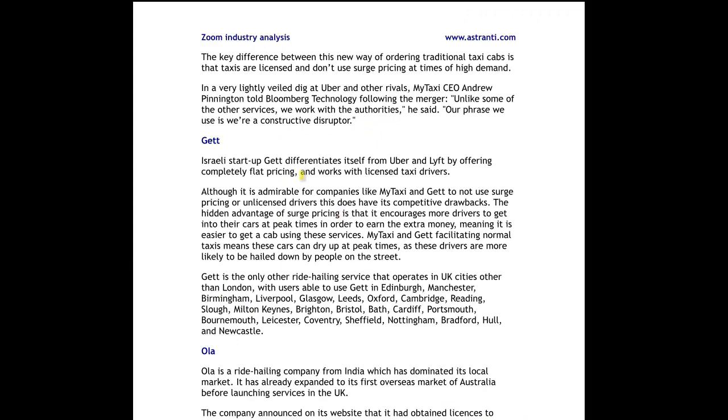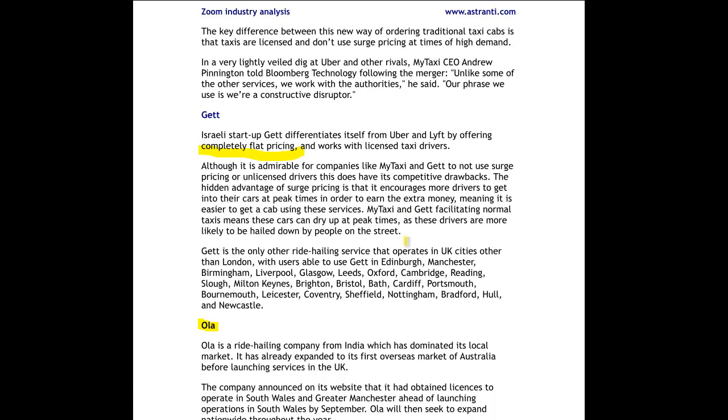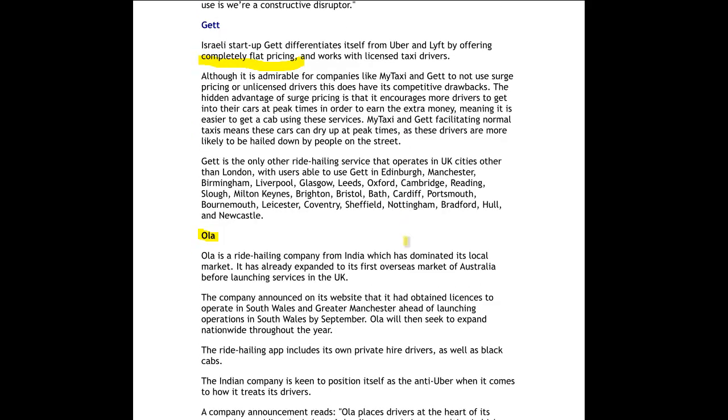Get is an Israeli company. They offer completely flat pricing, whereas, of course, Uber and Lyft and Zoom and Optim offer surge pricing. Again, that's something we're going to come to later on. But you see they've got a USP. We've got Ola down at the bottom here. Now, they're a ride-hailing company from India. They totally dominated their local market, and they're looking to spread into Australia and are going to launch in the UK, not just London, throughout the UK.